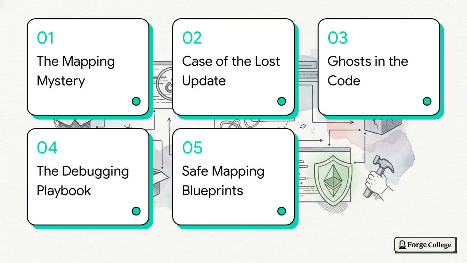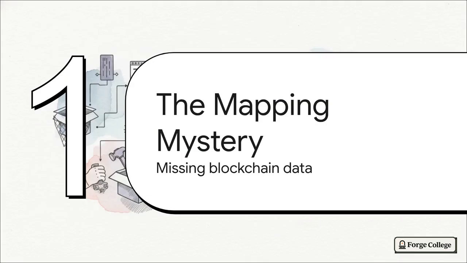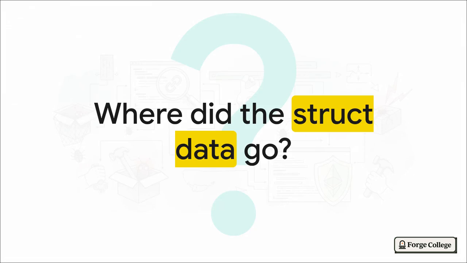Let's dive in. Section 1, the mapping mystery, investigating missing data on the blockchain. You see, mappings are a bit of a double-edged sword. They won't usually crash your code. Instead, they'll just quietly lose your data. Honestly, it's the perfect crime. Let's open up our first investigation. The case of the lost update.